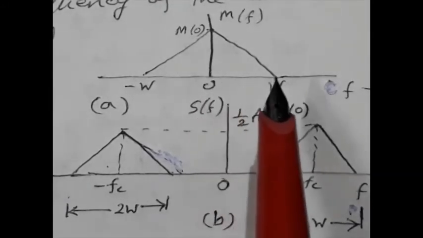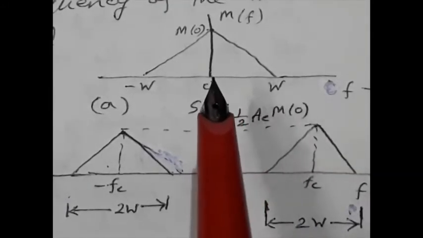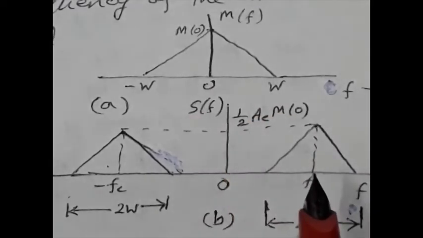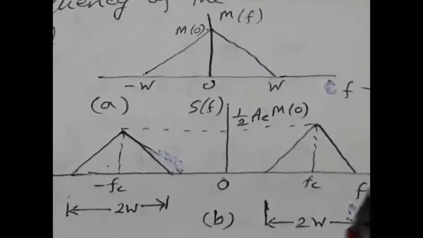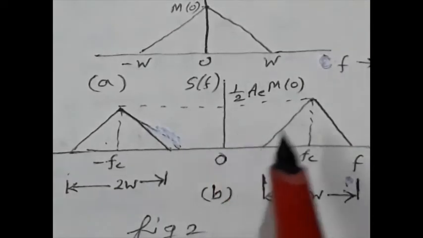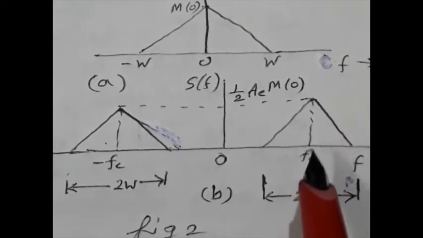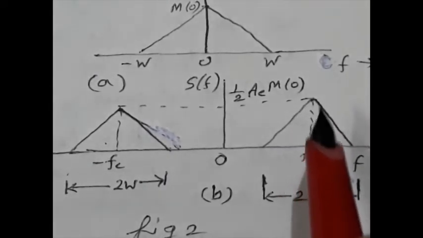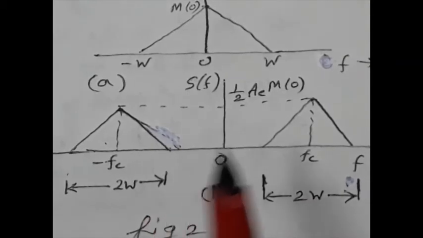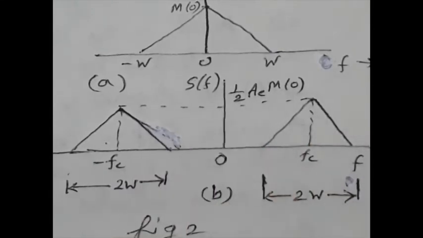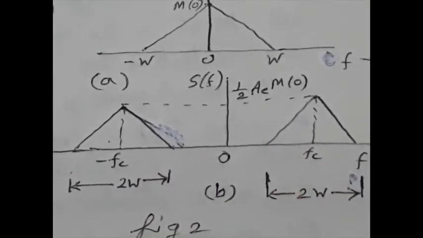where W is the bandwidth of the message signal, since it is a low pass signal. So the bandwidth requirement for a double sideband suppressed carrier system is twice W, that means double that of the message signal. But note that there is no spike present here. In AM there was a spike, but here the spike is not there because we have already suppressed it. So this is the spectrum of the DSB-SC signal.